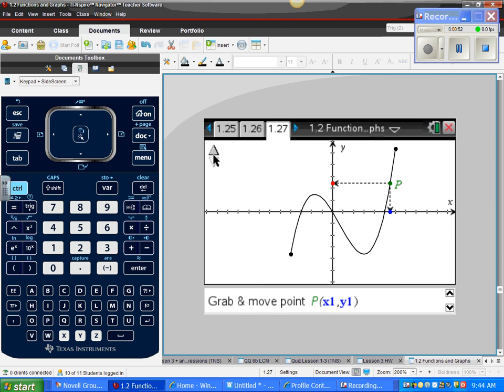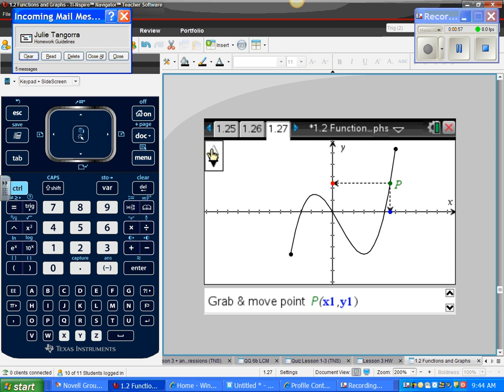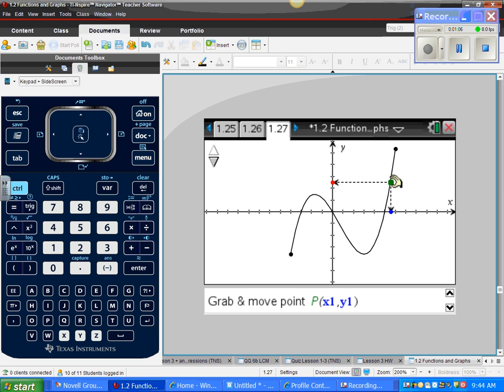What you're going to notice is in blue, as I move my point, nothing's working for me. As I move my point P, the blue point that's moving, that represents your domain, okay? And your red point represents your range. So you can see where the blue and the red are traveling, or where your domain and range will extend.